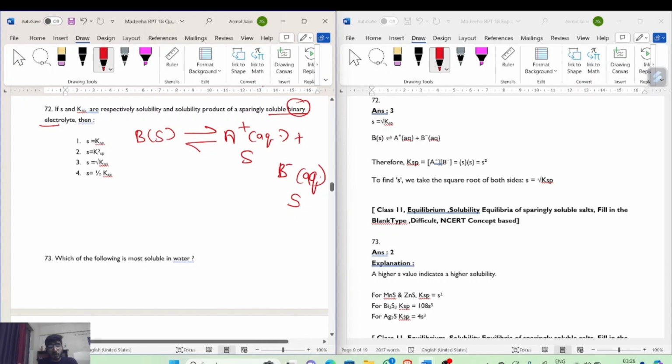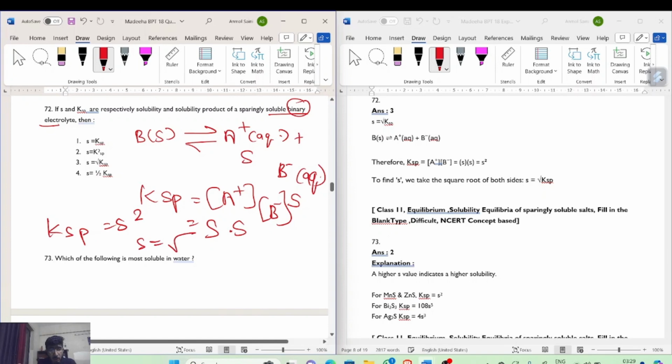Now we have to calculate the solubility product. We know that the solubility product Ksp is equal to the concentration of A+ times the concentration of B-, the product of their concentrations. The concentration of A+ is S, the solubility, and that of B- is S also. So Ksp is equal to S squared, so S is equal to the square root of Ksp. The correct answer is option number C, because S equals the square root of Ksp is given there.